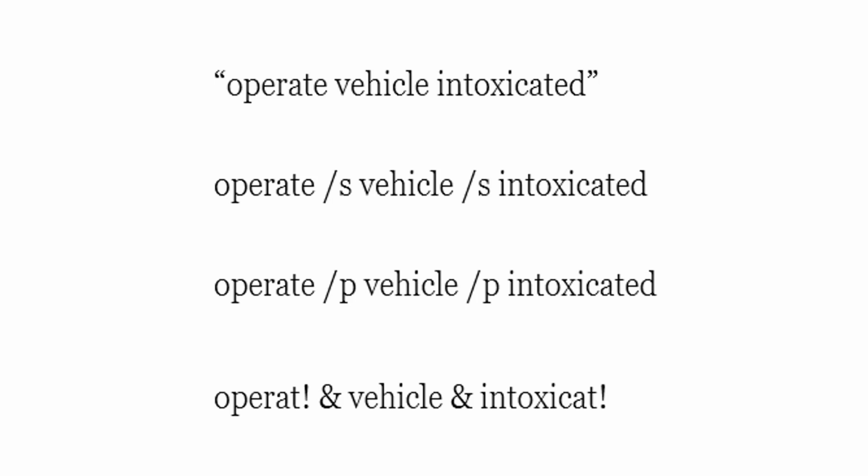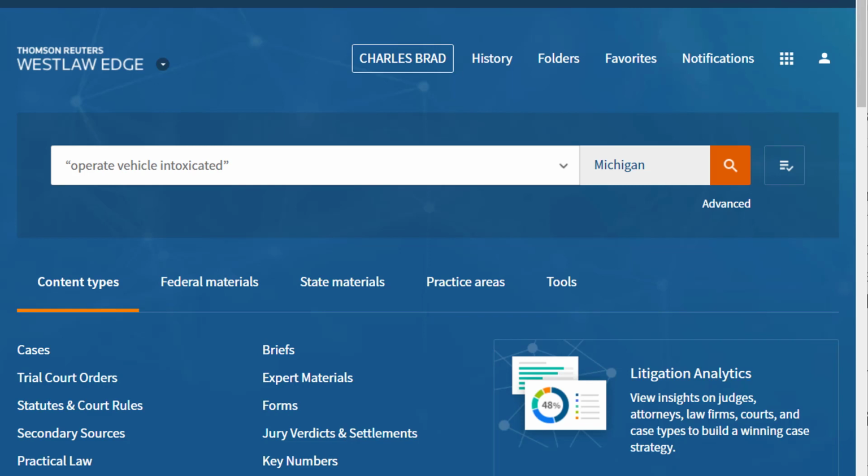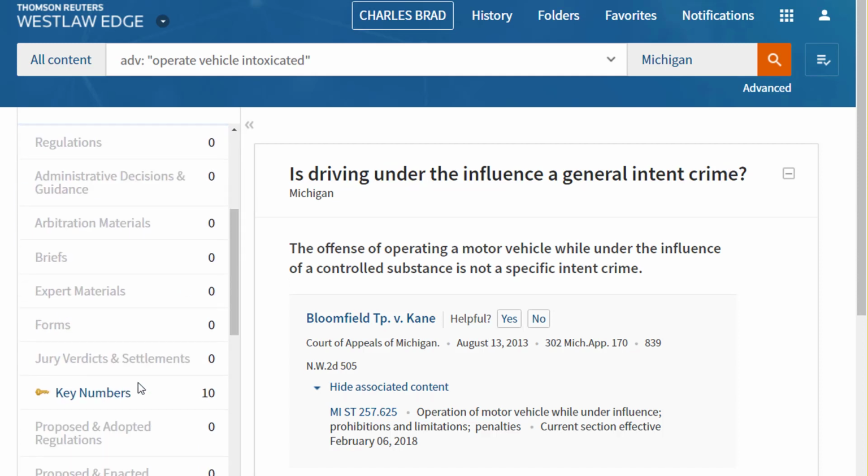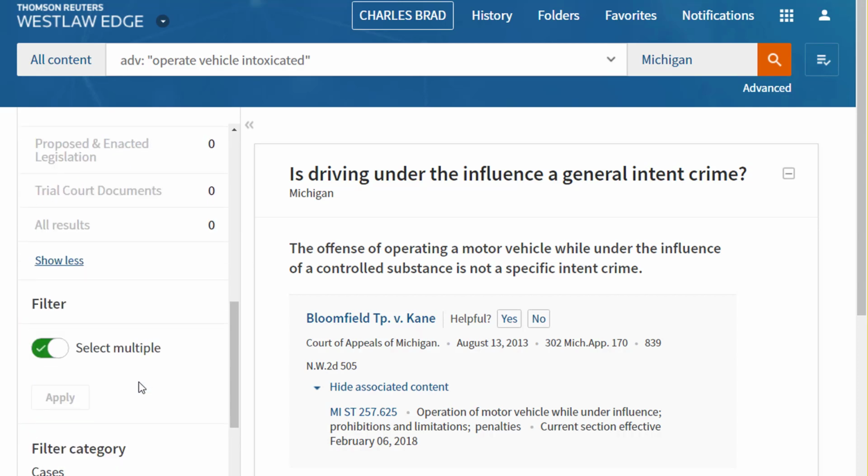So here we go on practice 110. I've already put in "operate vehicle intoxicated" within the quotation marks, so that means we're going to get that precise phrase. I set the jurisdiction to Michigan, and now we are going to search. Over on the left here, we'll see we get zeros. If I click on show more, it'll give me the all results total, which is 0.